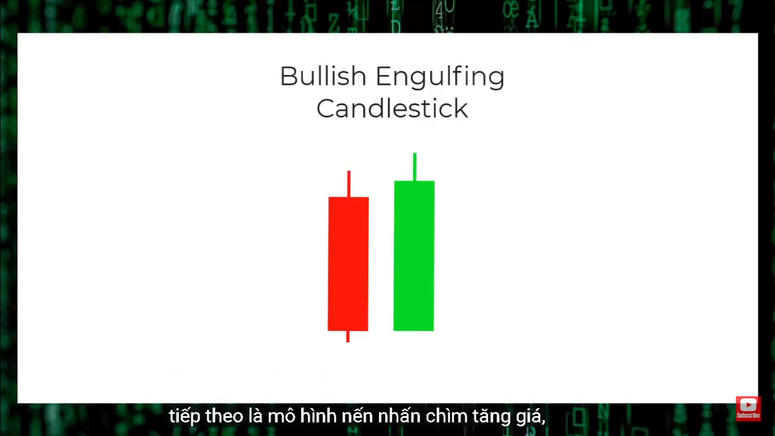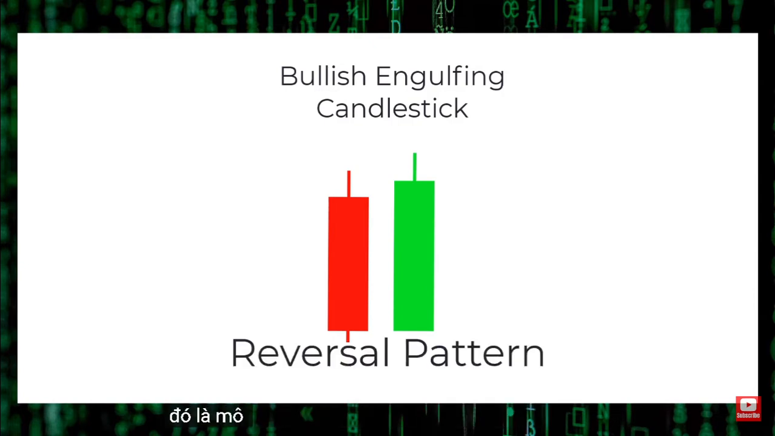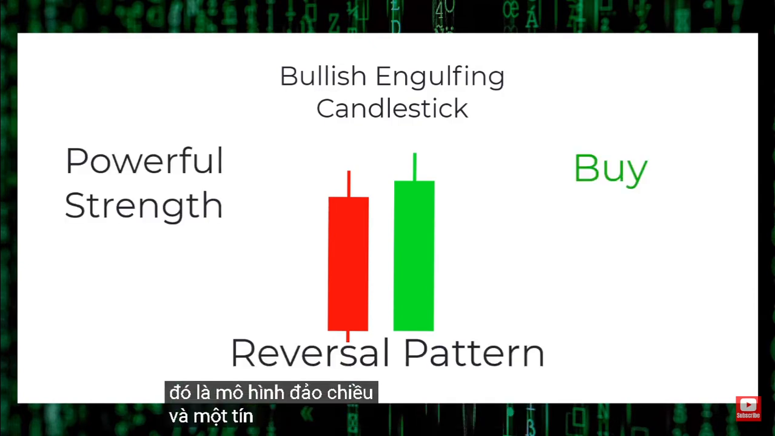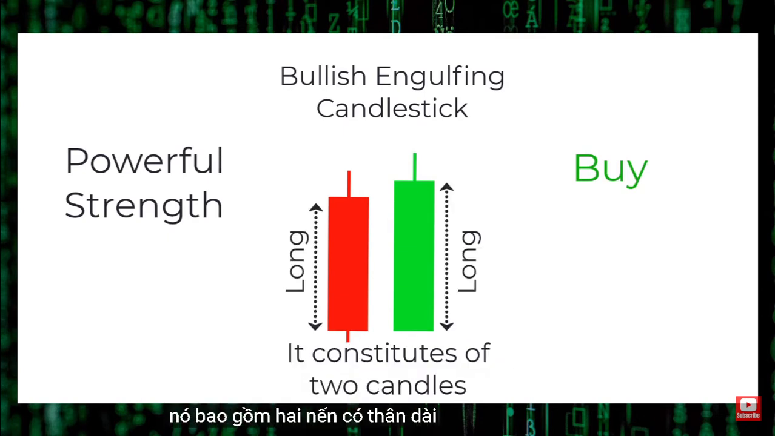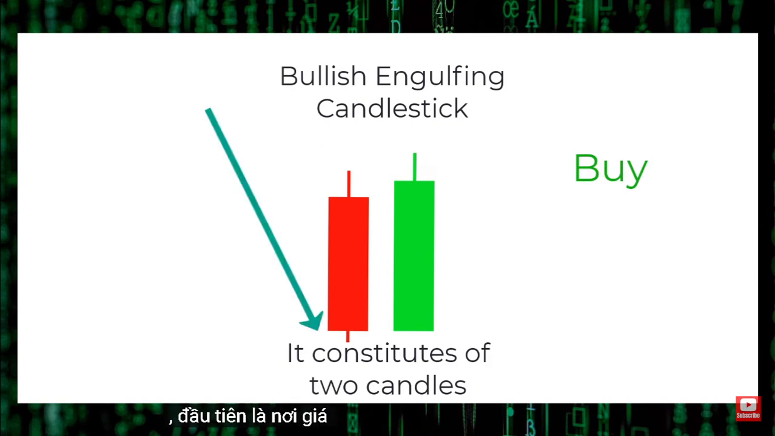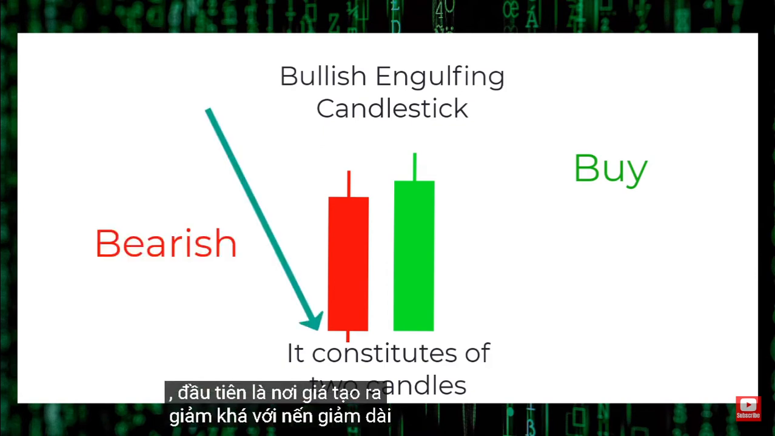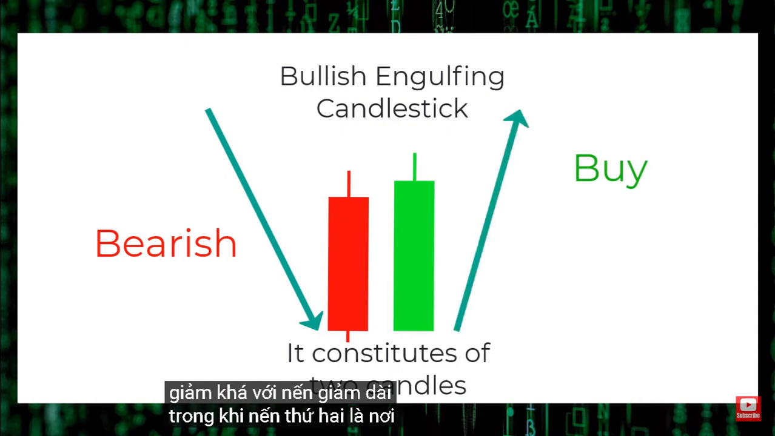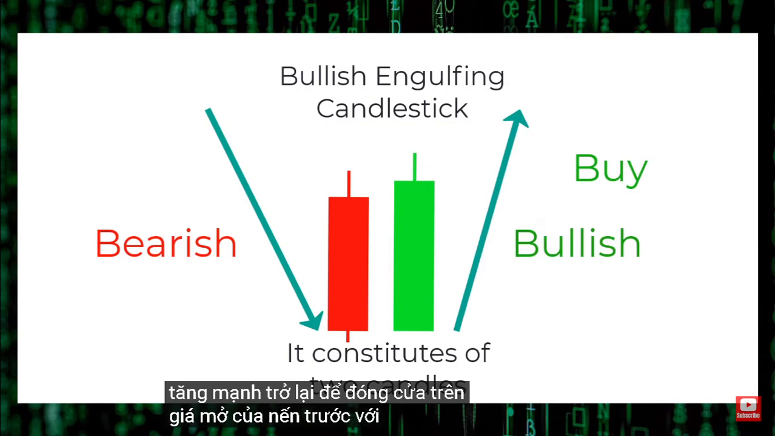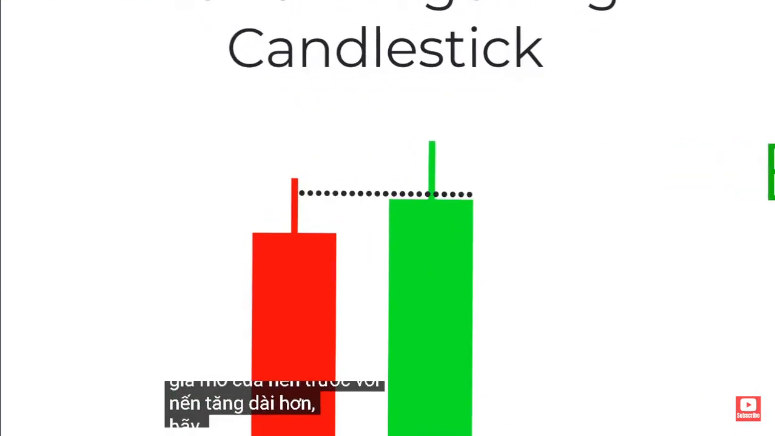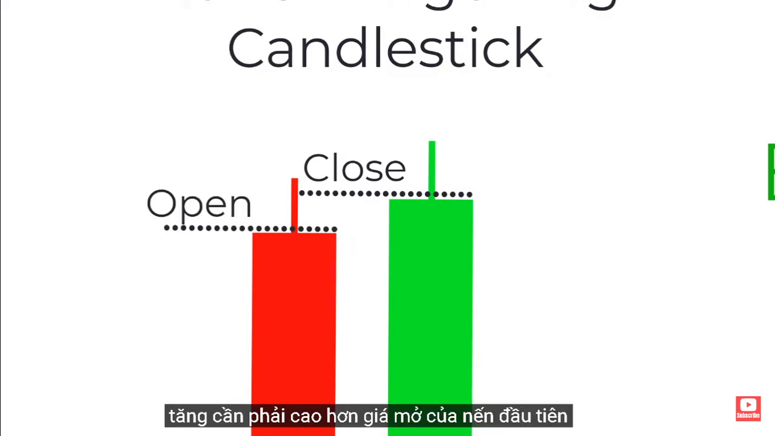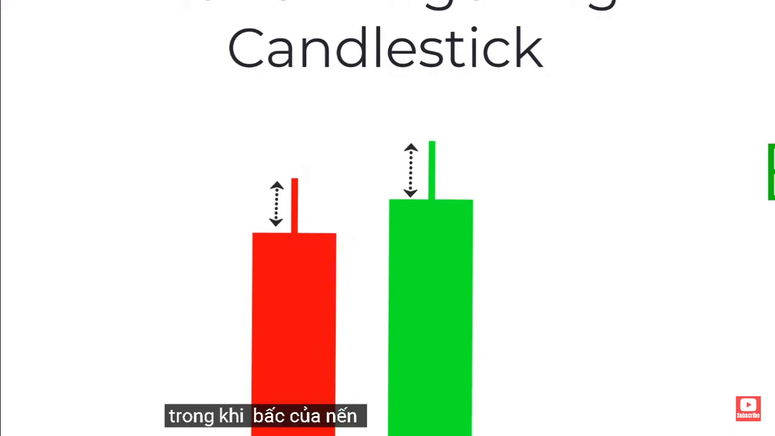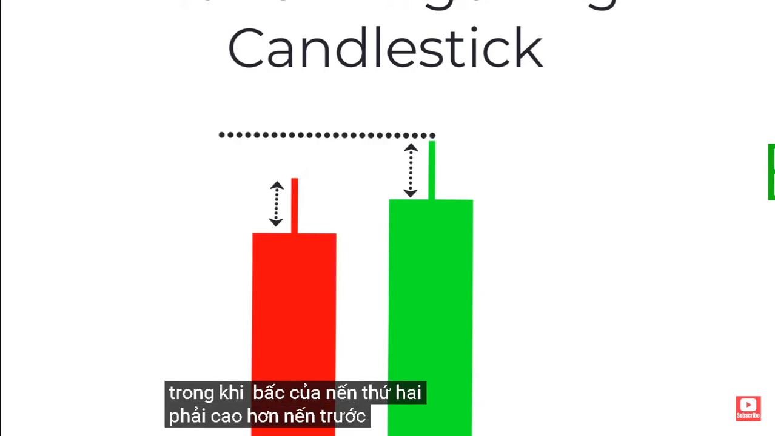Next is the bullish engulfing candlestick. It's a reversal pattern and a strong buy signal. It consists of two candles with long bodies. The first is where the price makes a decent drop with a long bearish candle, while the second is where the price comes back up sharply to close above the open price of the previous candle with a longer bullish candle. Remember, the bullish candle closing price needs to be above the first candle open price, while the wick of the second candle has to be higher than the previous candle.